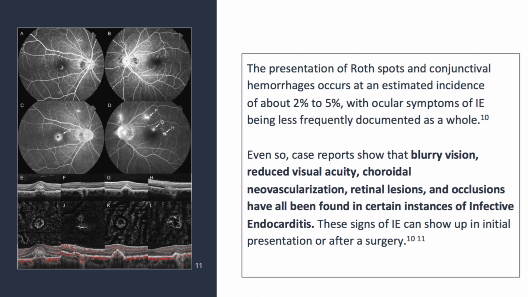It's estimated that Ross spots and conjunctival hemorrhages account for some 2% to 5% of those with infective endocarditis, but on the whole, ocular symptoms just don't seem to be as well documented as some others in the literature. Even so, we have case reports that show that blurry vision, reduced visual acuity, choroidal neovascularization, retinal lesions, and occlusions have all been found in instances of IE. And these symptoms can show up either in initial presentation or after surgery.